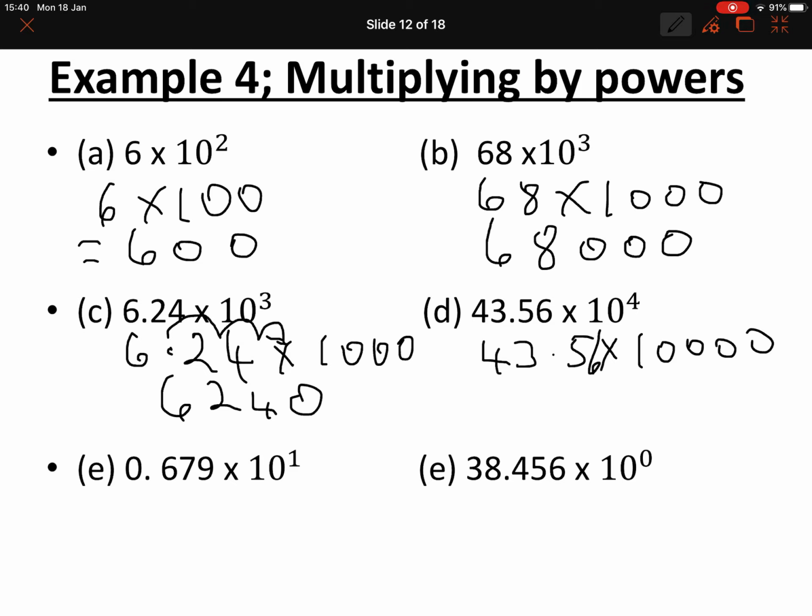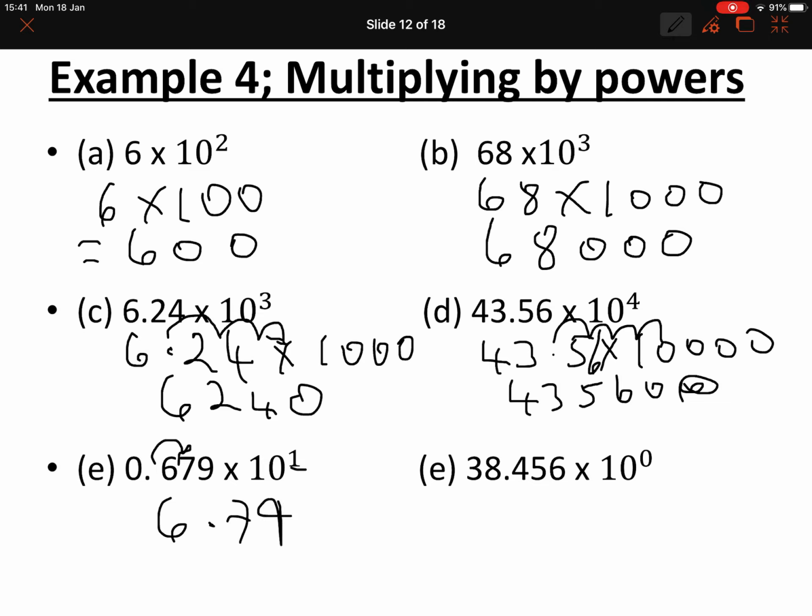43.56 times 10 to the power 4 will just be 1, 2, 3, 4. So the decimal point will move forward 4 times. 1, 2, 3, and 4. There's 2 zeros now. So 4, 3, 5, 6. 2 arches, so 2 zeros.